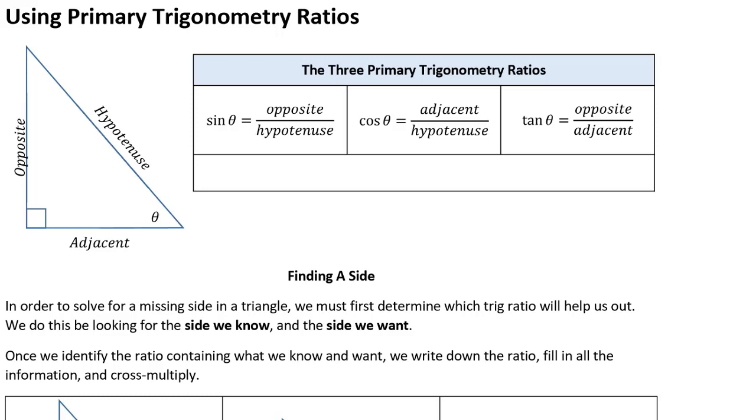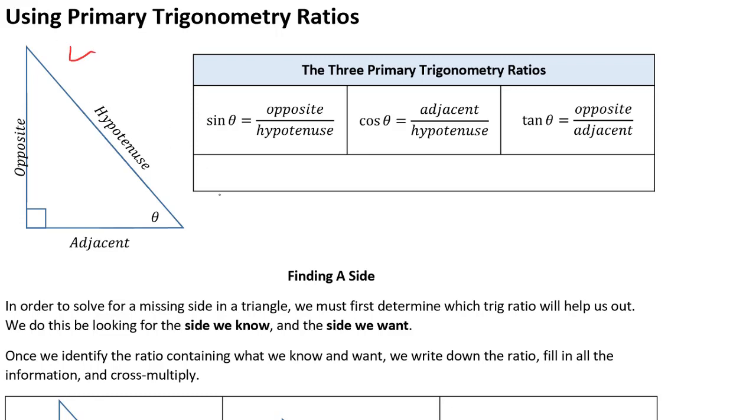All right, in the Using Prime Trig Ratios worksheet, we're going to take a look at how we can use our prime trig ratios to calculate or determine the lengths of unknown sides in right-angled triangles. But before we can start doing that, we need to figure out which one of the trig ratios is going to most benefit us.